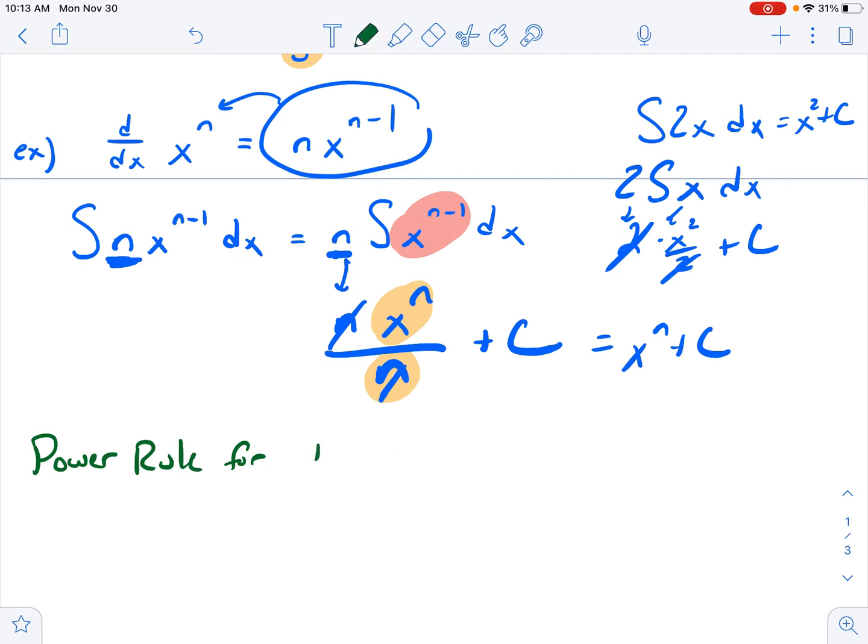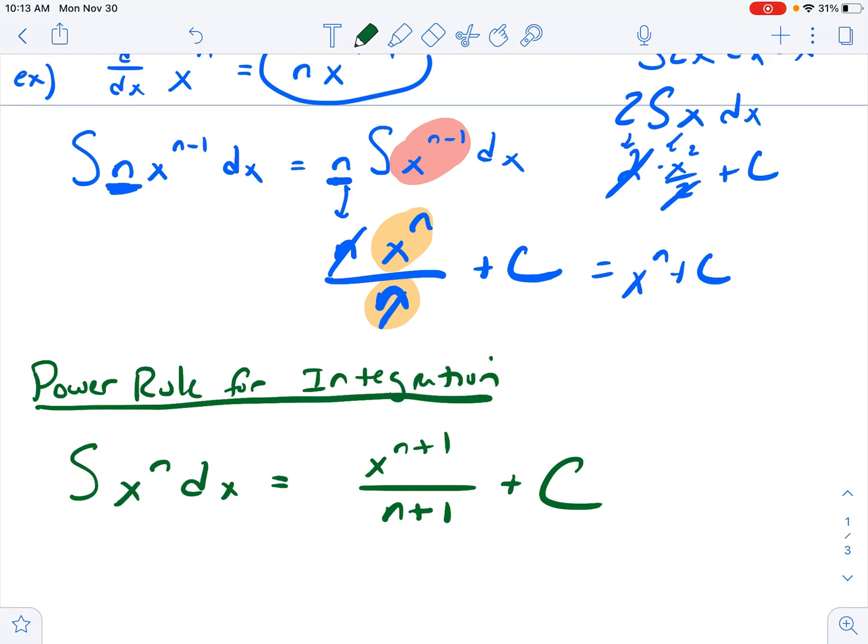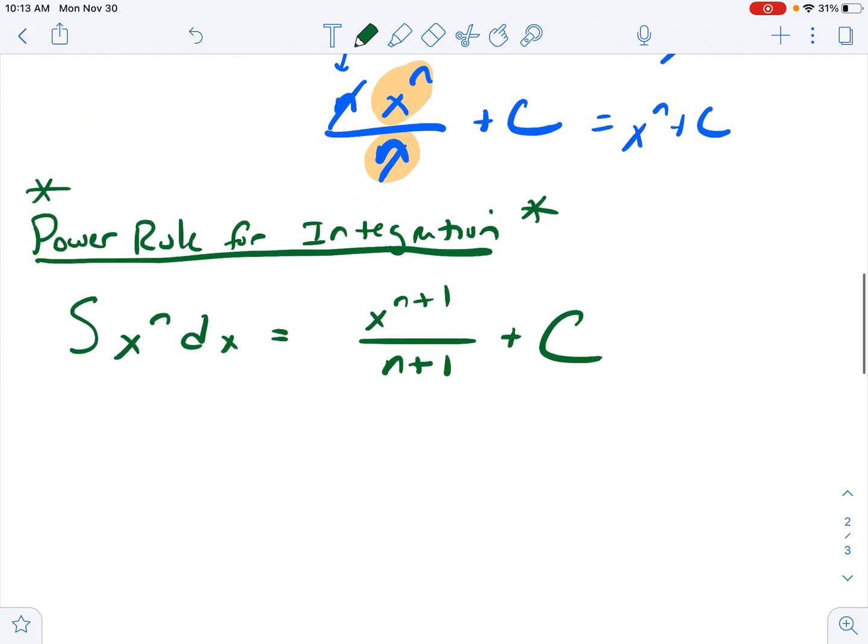And I'm just going to make it more general. Power rule for integration. Okay. To integrate x to the nth power, we add 1 to the power of x and divide by whatever that new power is and add our constant of integration. Okay, so this is the big rule for the day. Okay, and this is what we're going to practice a bit.